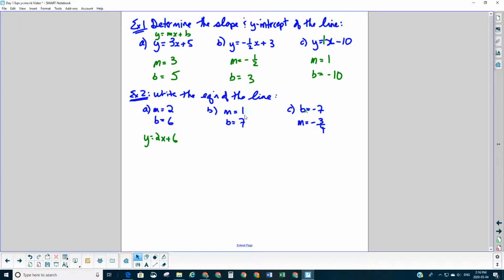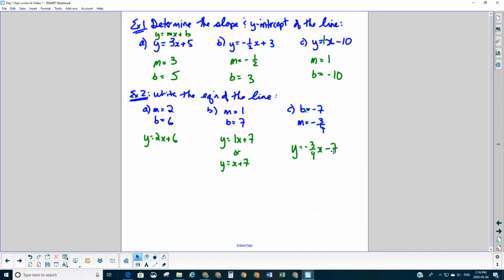m is 1, b is 7. So this is y equals 1x plus 7. Of course, you don't necessarily have to write the 1x just like we had it up here. You could write it as just x plus 7. Both of them mean the same thing. And then regardless, even if we get an equation like this where it looks a little bit more complicated and you've got a negative 3/4 and a negative 7, still it's in y equals mx plus b form. So the negative 3/4 goes in front of the x, and this negative 7 comes at the end.